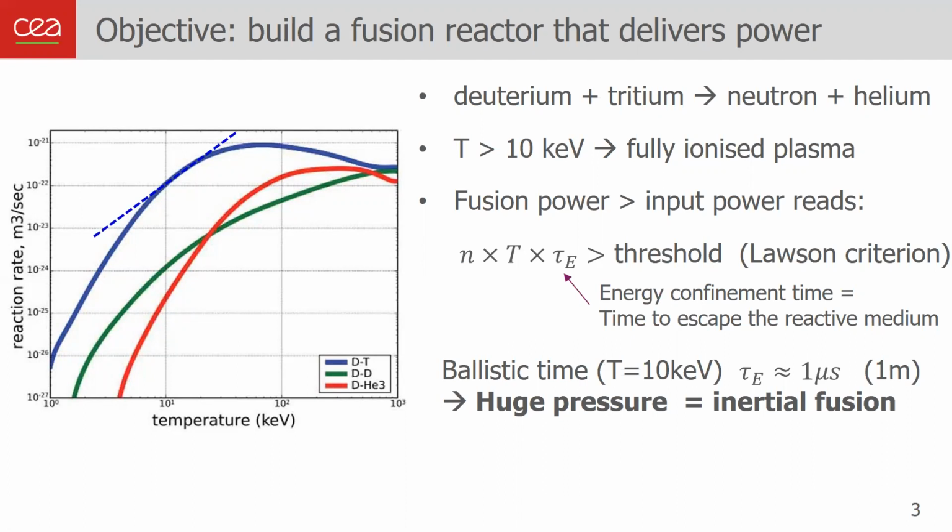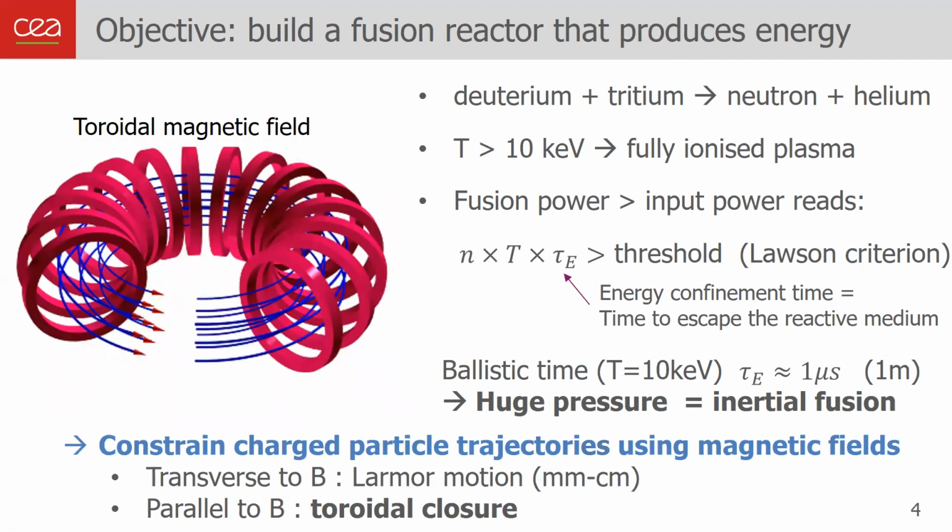So if you take a ballistic time at 10 kiloelectron volts, it takes about 1 microsecond to travel 1 meter. So this is a very, very small confinement time. And to get to that Lawson criterion, you would need huge plasma pressure. And this is done in inertial fusion, and this is absolutely not the target of this talk. Now, another way of solving this problem of huge pressure is to increase the confinement time. So you have to lengthen the time needed by particles to reach the wall, basically.